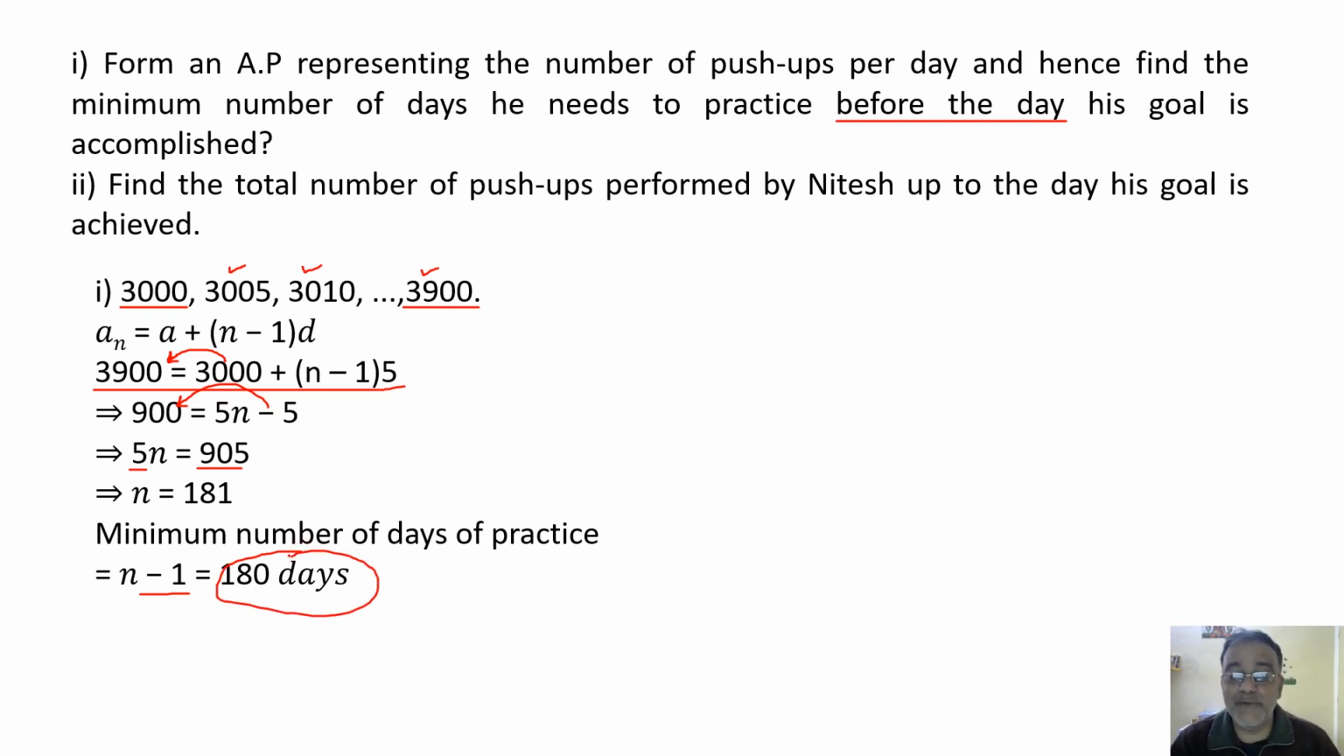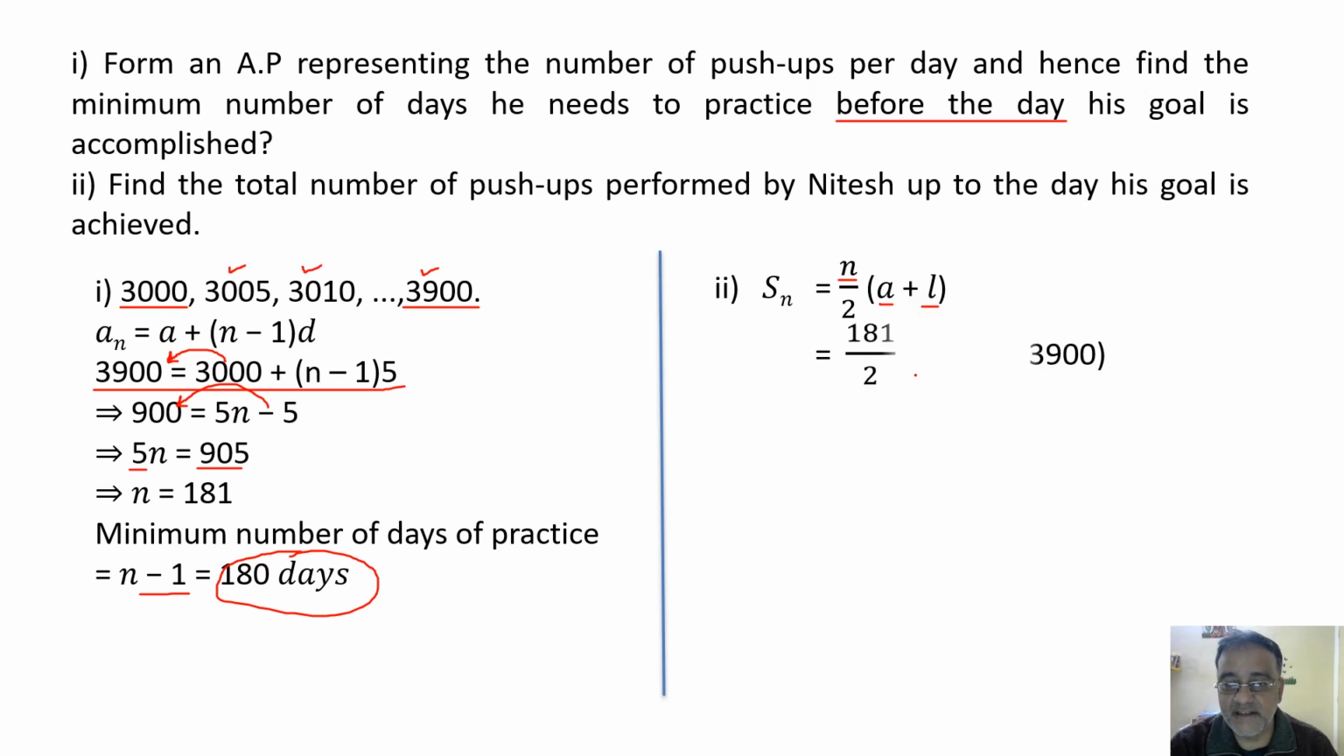Find the total number of push-ups performed by Nitesh up to the day his goal is achieved. अब total number means we need to find the sum of n terms formula. So which formula we will use? The first one or the second one? Second one, because the last term is known to us, right? Very good. So Sn is equal to n by 2 into a plus l. So n we got 181 and a is 3000 and l is 3900. So 3000 plus 3900 is 6900.